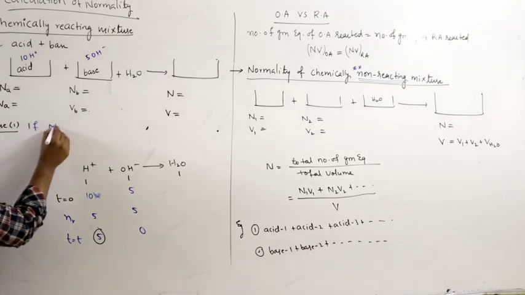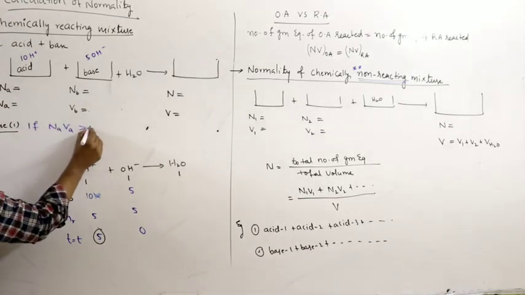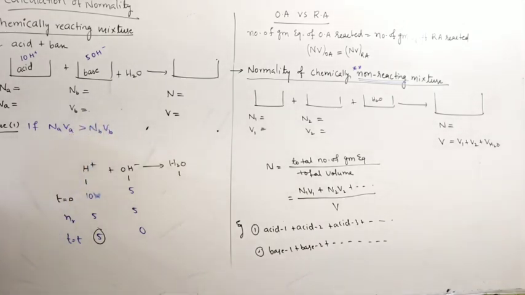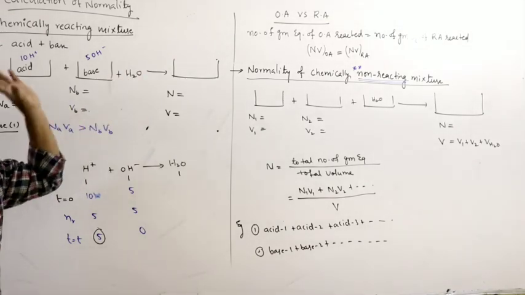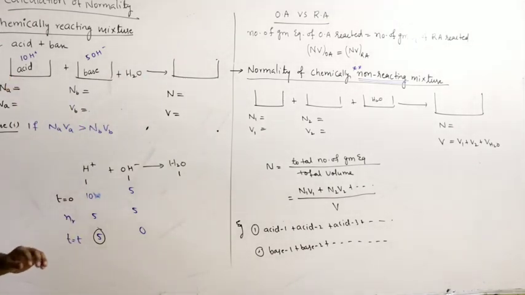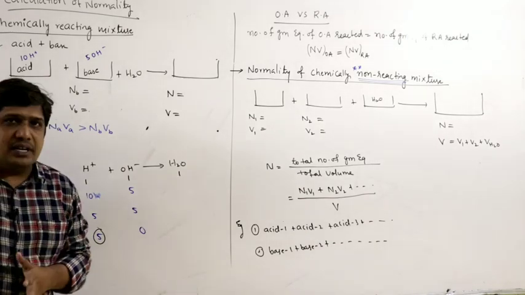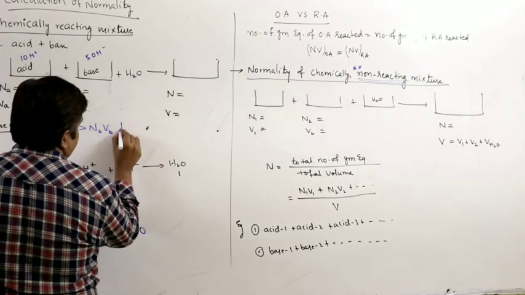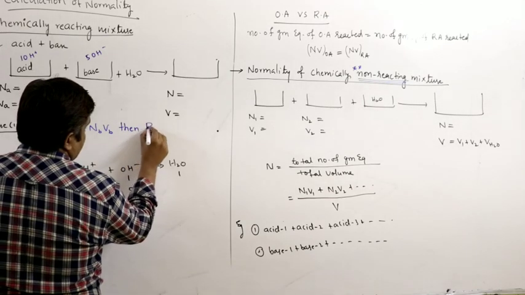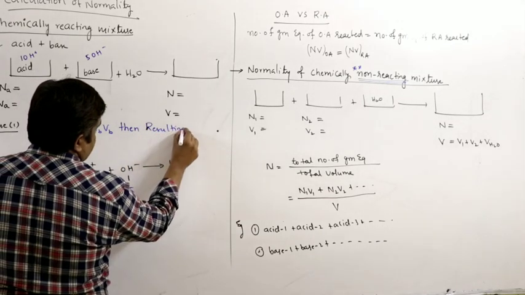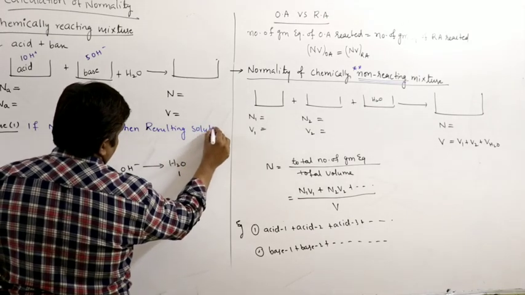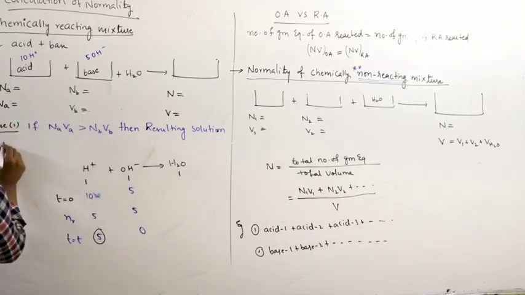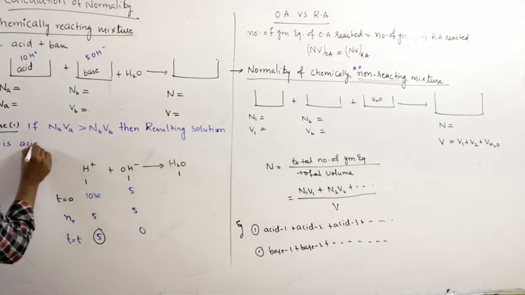If NaVa is greater than NbVb, 10 is greater than 5, then the resulting solution contains H plus ions. If it contains H plus ions, is it acidic or basic? The answer is acidic. So if NaVa is greater than NbVb, then the resulting solution is acidic.